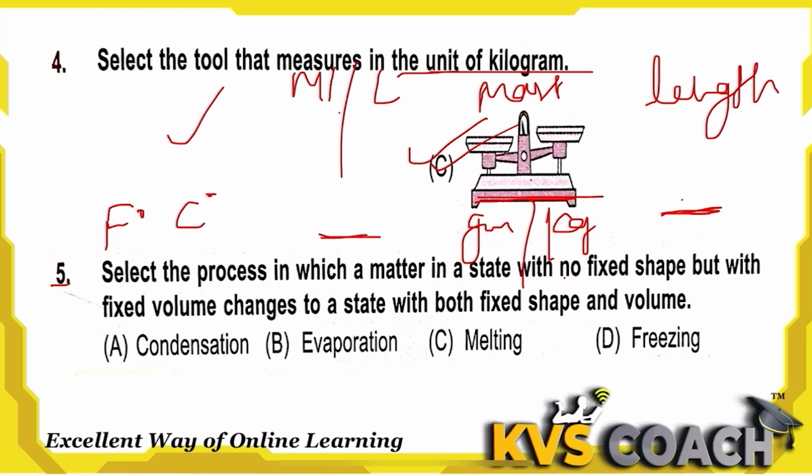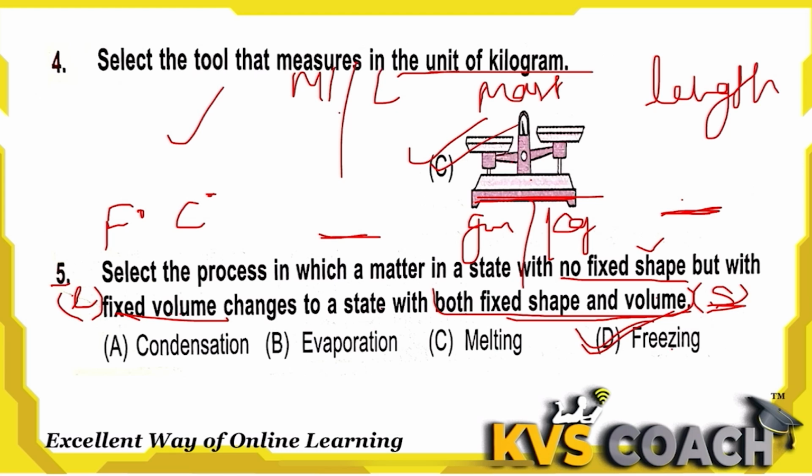Next is, select the process in which matter in a state with no fixed shape but with fixed volume changes to a state with both fixed shape and fixed volume. A state with no fixed shape but fixed volume is liquid. Fixed shape and fixed volume state is solid. So liquid is changing into solid. By cooling or by freezing we can change liquid into solid. So option D is the right answer here.